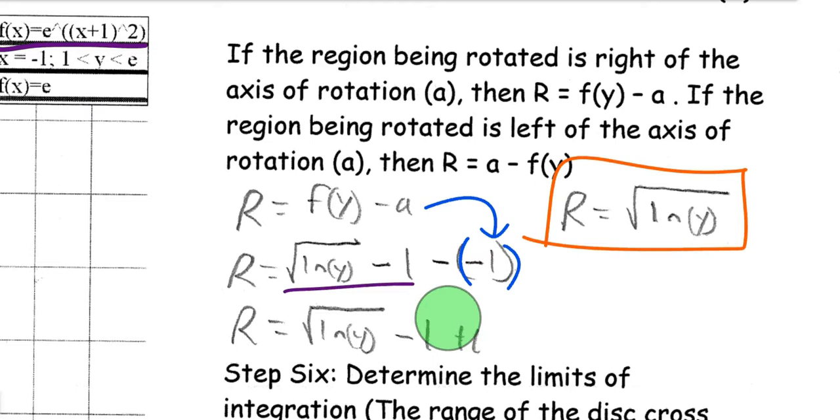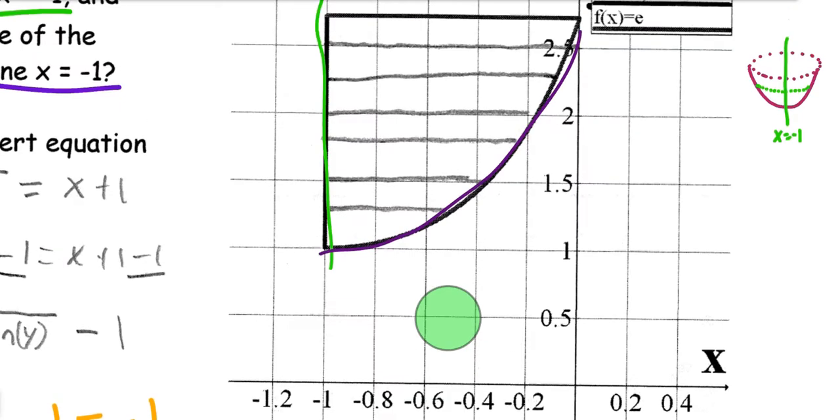So what does that mean? For any given one of these radiuses of our disks, it's just going to be the square root of the natural log of y. So for example, let's look at y equals 2. If we plugged in 2 here, the length of this radius would be the square root of the natural log of 2. All right, so it looks like it'd be a little bit less than 1, basically.